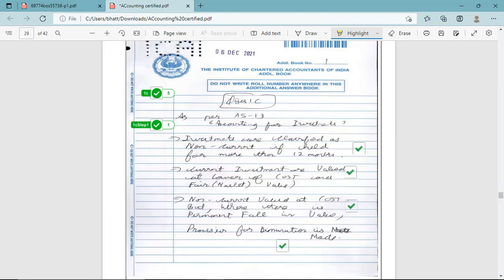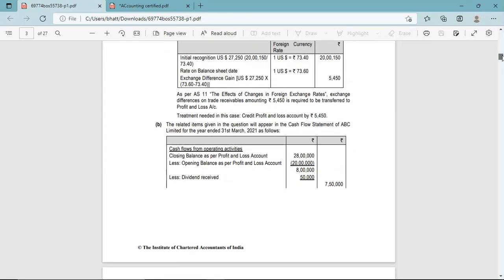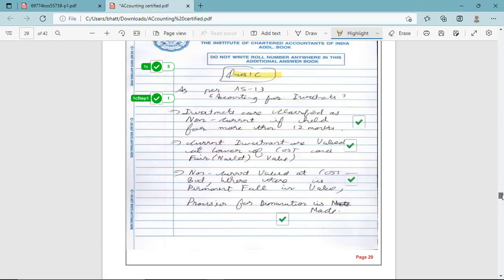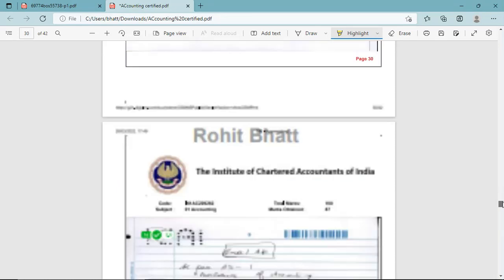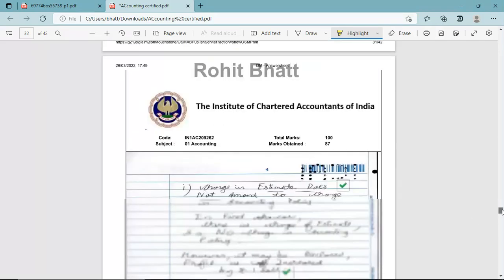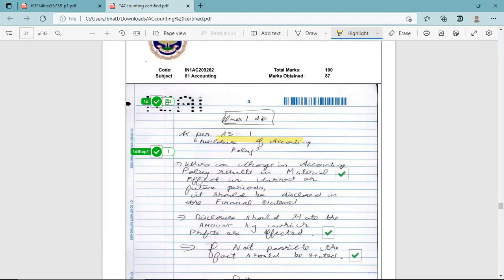Then question 1C is accounting for investment. This is the only question of AS in which I got full marks. As this was mostly a numerical question, if you check these values and the provision, it will match with my answer. See, I got 4 for this valuation part. Then 1D question was AS1, which was a very easy question. I had written sufficient things, but don't know why I got only 2.5 marks here.